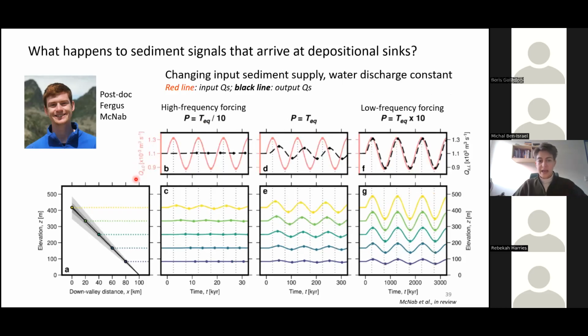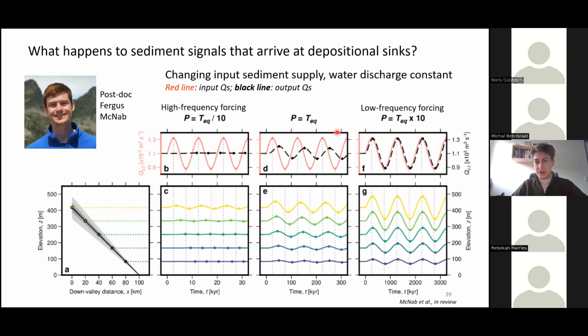We could also look at what happens when we force the system with changes in sediment supply at the inlet. Once again, the forcing is shown in this pink line, and what is happening with sediment discharge at the outlet is shown in the black line. So if we have high frequency changes in sediment supply at the inlet, we essentially see no variation at the outlet. And that means all the variations that occur at the inlet are being absorbed through channel aggradation and incision.